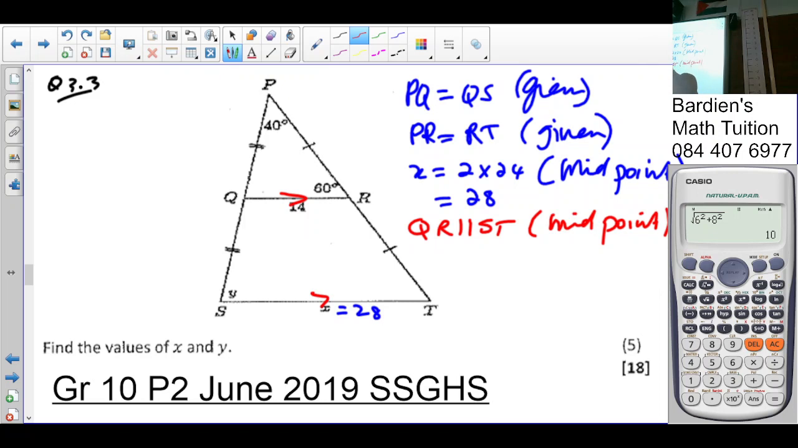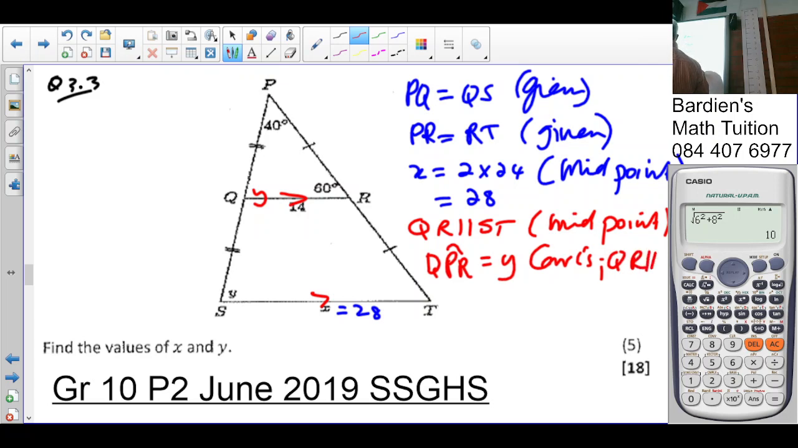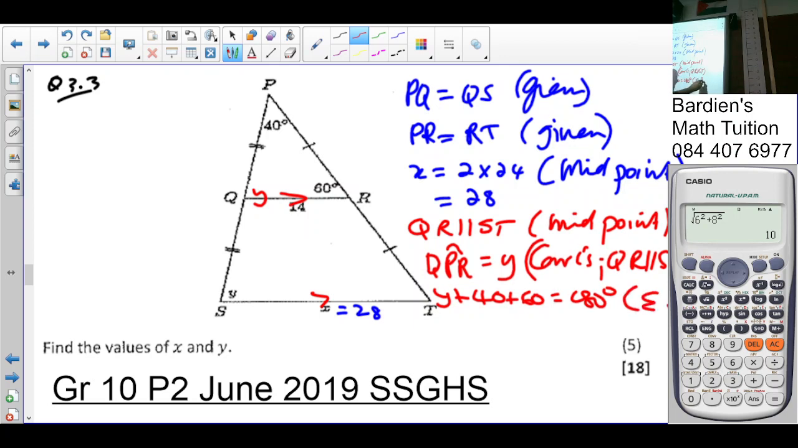Now we know that PQR is Y. QPR is Y because of corresponding angles, with QR being parallel to ST. Now we know that Y plus 40 plus 60 is equal to 180. Why? The sum of angles in a triangle, this triangle, PQR. So Y is equal to 80. Okay.